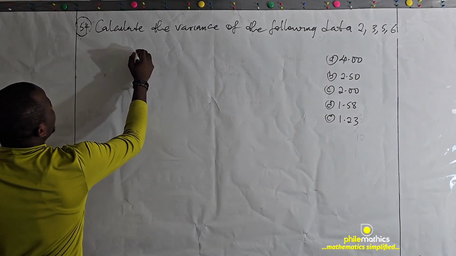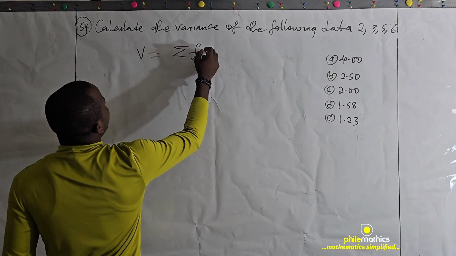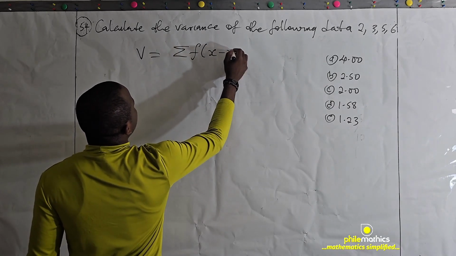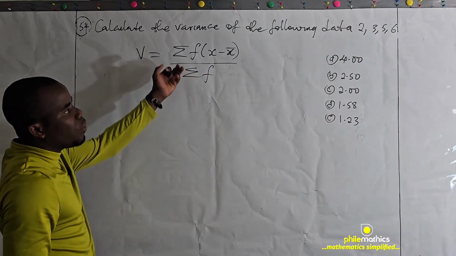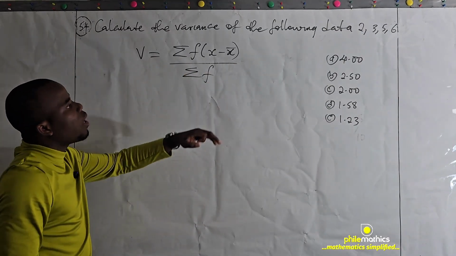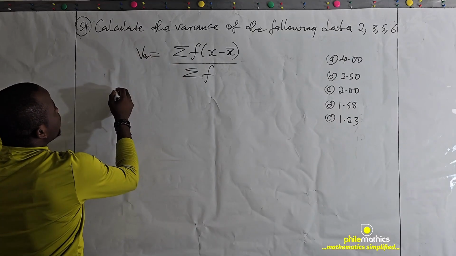Recall that variance is the summation of f of (x minus x bar) squared over the summation of frequency, but we don't have frequency here because none of them are recurring. And so we need to find the mean first.